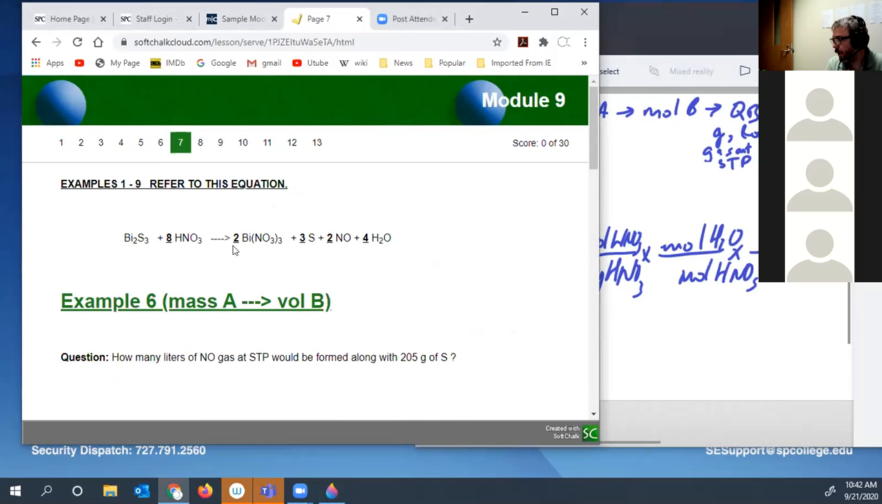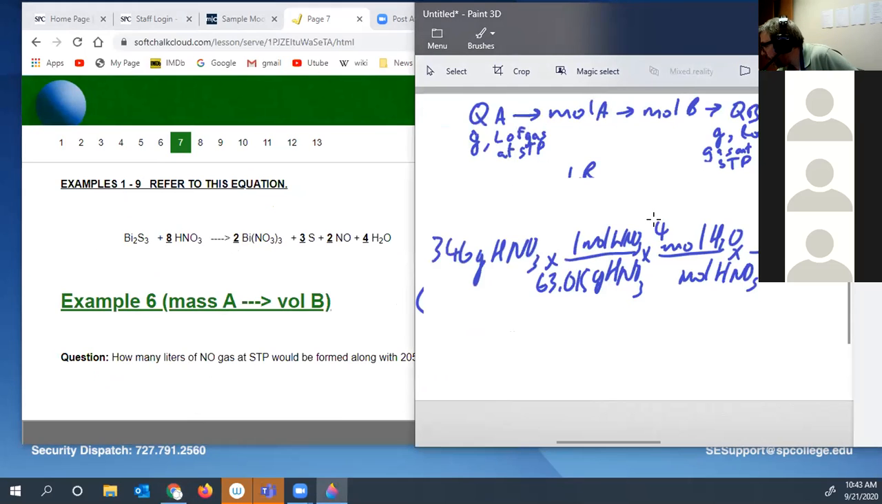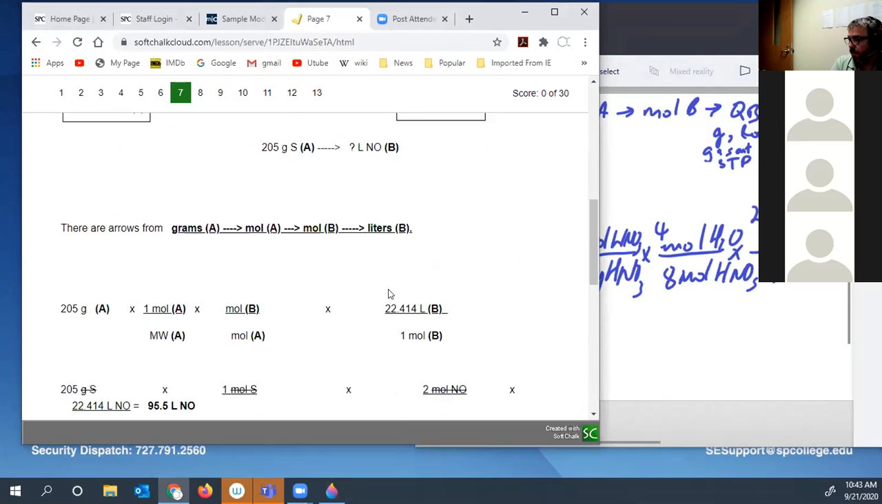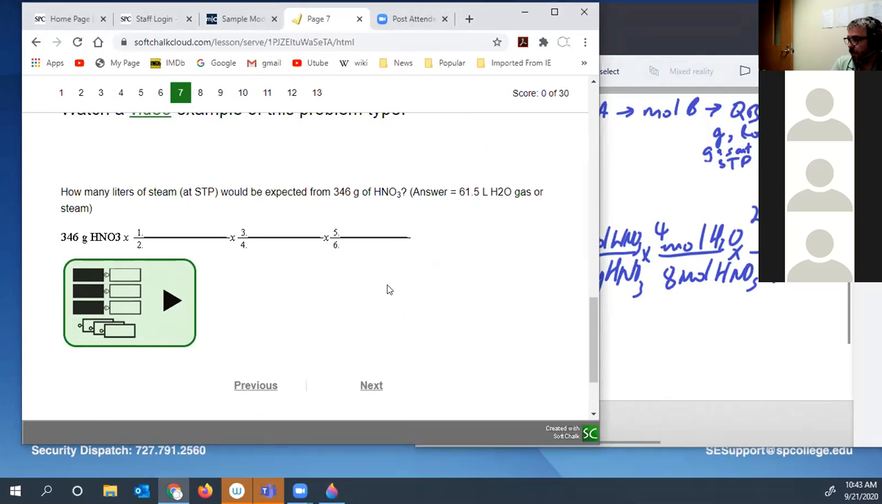Go back to the original equation here. 4 to 8, so 4 moles of water, 8 moles of HNO3, then 22.414 liters of water to 1 mole. Now that should give you your answer. And the answer there should be 61.5 liters of water or gas or steam.